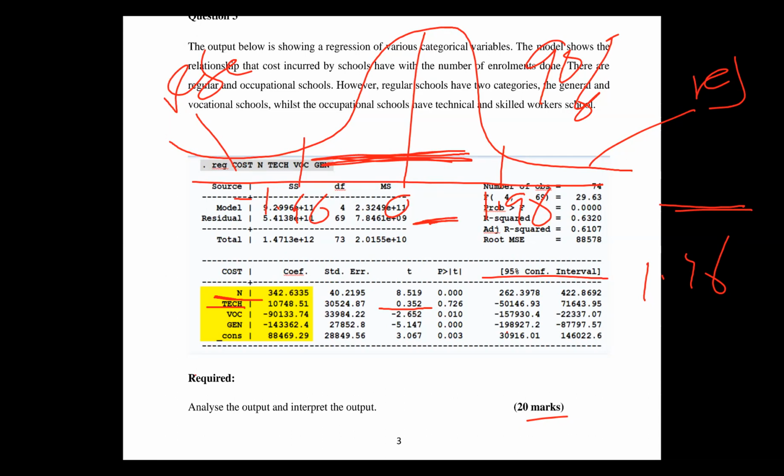Then you come to this one. When you check, this one falls on the negative side. This is still in the rejection region, isn't it? Both negative 2.652 and negative 5.142 fall in the rejection region, which means you reject the null, right? Yes, we reject. If you reject the null hypothesis, you mean that these variables have an impact on the total cost that the schools incur. Is that clear?